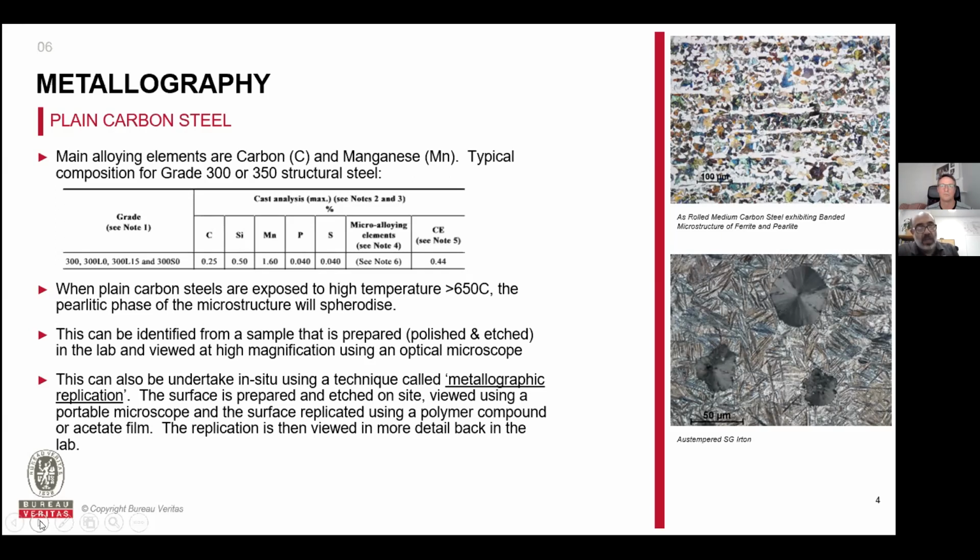But there are also techniques available to do that analysis or review in situ, and that's called metallographic replication. If components can't be removed from site, and I'm assuming there's access to the component, the surface can be prepped and etched on site, and then viewed with a little portable microscope. We use a polymer compound called Microset or an acetate film, which replicates the surface. That allows us to do more detailed review on those replicas back in the laboratory.